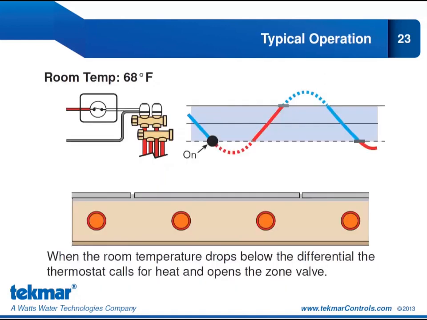So here's the typical operation. Our room temperature drops below the differential. At this on point, that is when the thermostat calls for heat. It closes the relay, opens the zone valve, and we start allowing heat into the space. So at this point, heat is being supplied to the tubing. It's not yet radiating to the space.